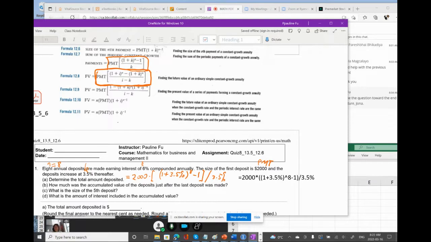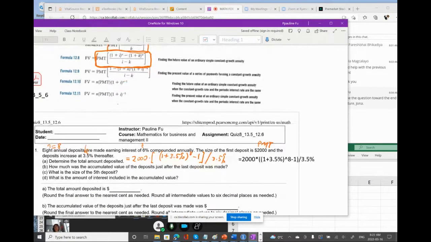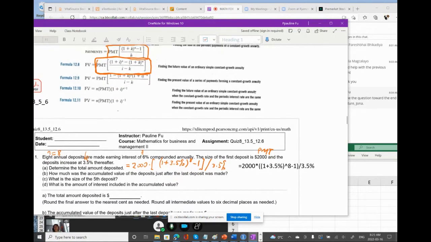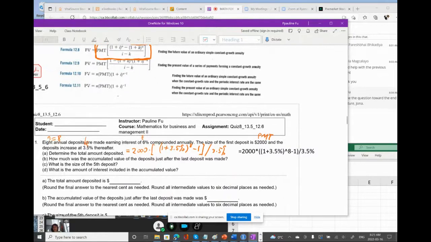Okay, so the question asks you the future value. Again, there are no calculator steps. All right, so you plug in the numbers. So question B, I will type in question B here.